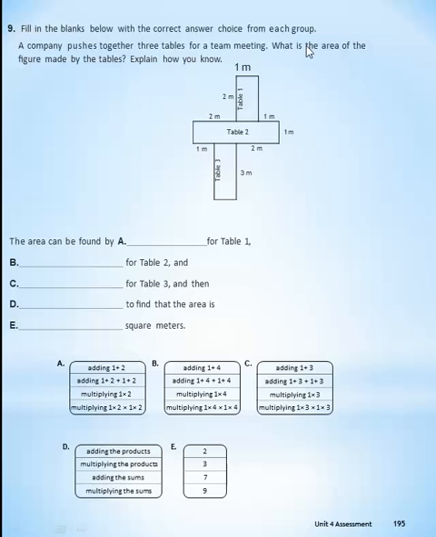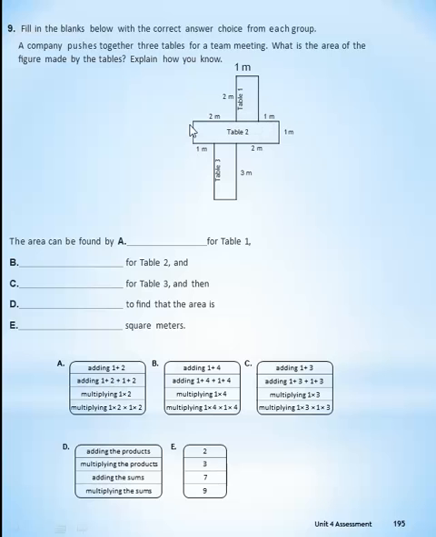Okay, fill in the blank below. A company pushes together 3 tables for a team meeting. What is the area of the figure made by the tables? Explain how you can find it. Here we have table 1, table 2 and table 3. The width equals 1 meter and the length equals 2 meters. Here we have also 2 meters, and here we have 1, and here we have 1, and here we have 2, and here we have 1.